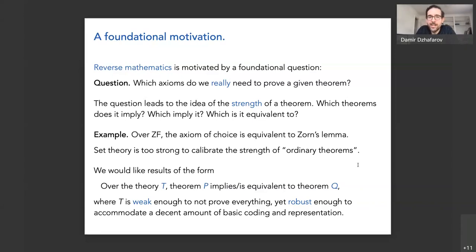So we want something different. We would like a different axiomatic framework. We would like results in general of the form: given some logical theory T, theorem P implies or is equivalent to a theorem Q. And we would like conditions on T that it be weak enough, unlike ZF or ZFC, that it doesn't prove everything we care about already. Things are trivially equivalent in that case. But it should have some strength. It should allow some kind of basic coding, some basic combinatorial representations and so on, so that we can get off the ground and do something. If you take no axioms, you will certainly satisfy the first requirement, but you won't be able to do anything with it. So you want some kind of sweet spot, not too strong, not too weak. ZF is not that.